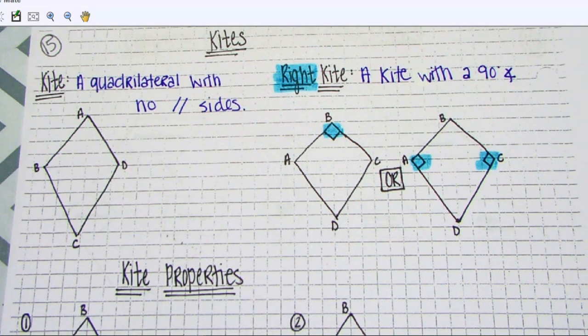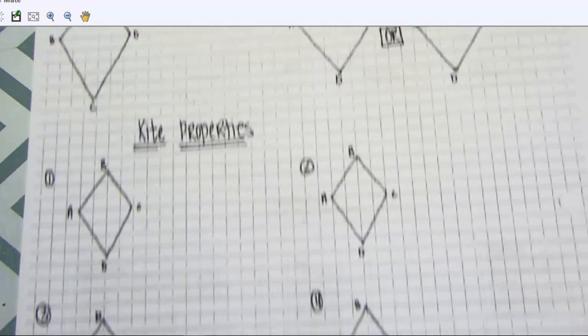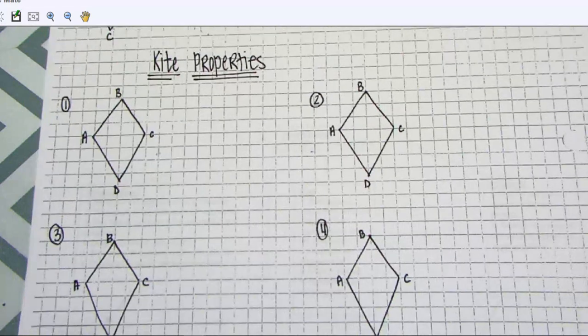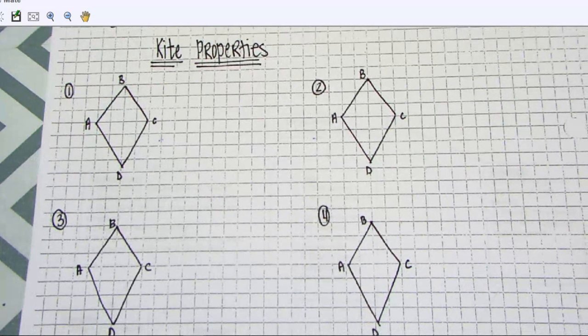All right, so there are 4 kite properties. So 4 total kite properties. They're fairly quick. This is true for all kites. There's not like an isosceles kite or anything like that.